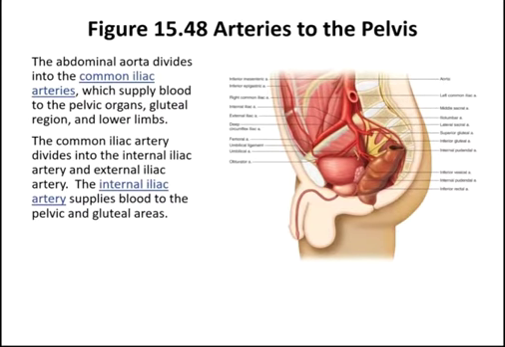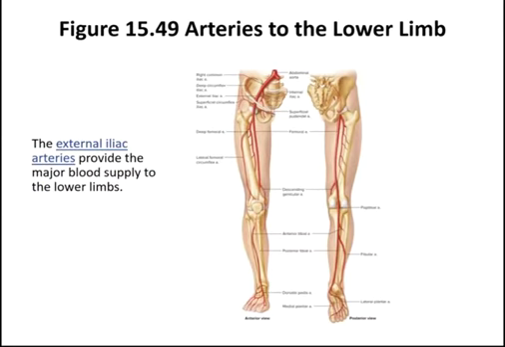Okay, the common iliac artery divides into two subtypes, right? We're going to have the internal iliac artery and the external iliac artery. The internal iliac artery is going to supply blood to our pelvic region and our glutes, right? Our gluteus maximus and gluteus minimus and all that sort of stuff, our gluteal region. While the external iliac artery is going to service our legs, our lower limbs.